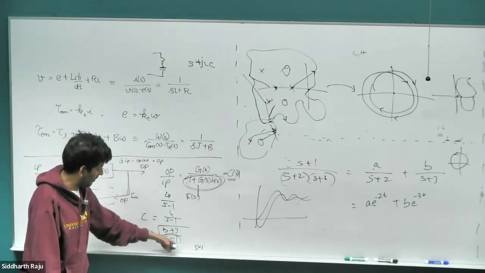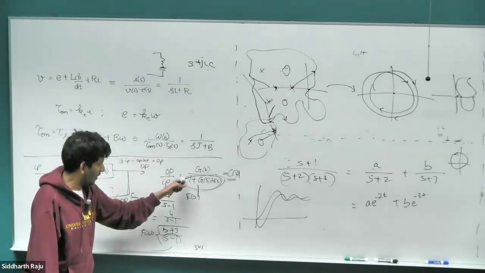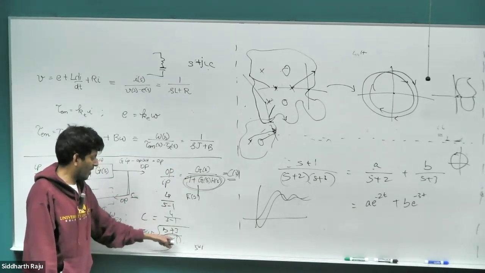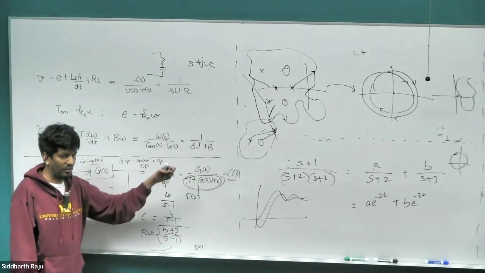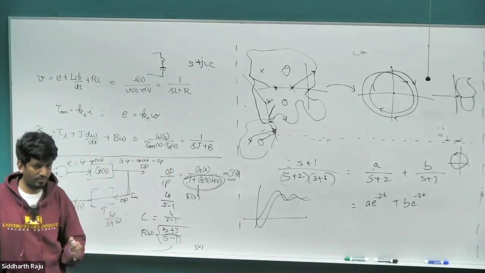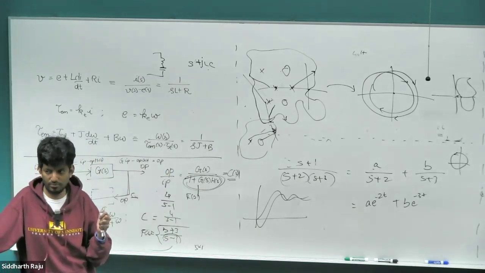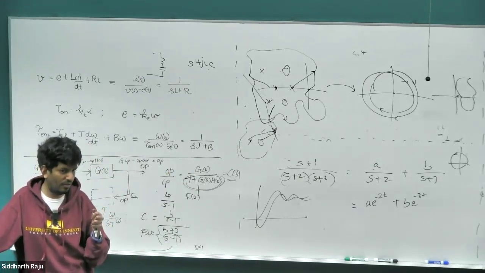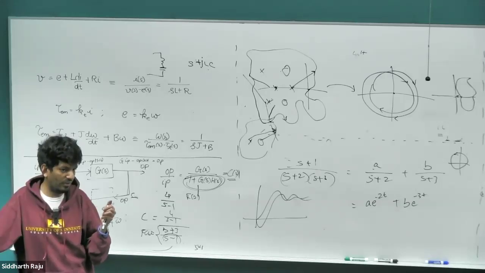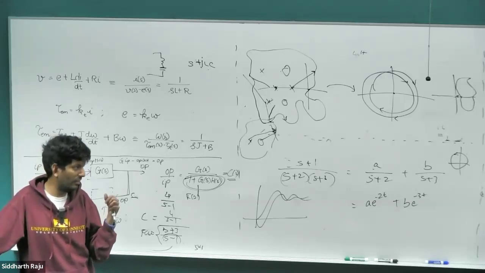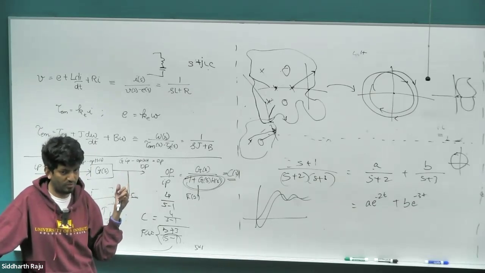But then what can we tell about, given any 1 plus G(s)H(s), if I ask you for the poles of it, how does it link to the poles of G(s) or the zeros of G(s)? If I give you a transfer function, can you instantly tell me what the poles of the 1 plus G(s)H(s) are going to be?